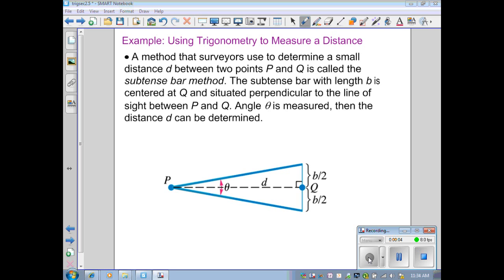Let's look at another application of right triangles. Here, a method that surveyors use to determine a small distance d between 2 points P and Q. In the diagram, this is our distance between P and Q, and that is called a subtense bar method. The subtense bar with length B is centered at Q and situated perpendicular to the line of sight between P and Q. Angle theta is measured, then the distance of D can be determined.